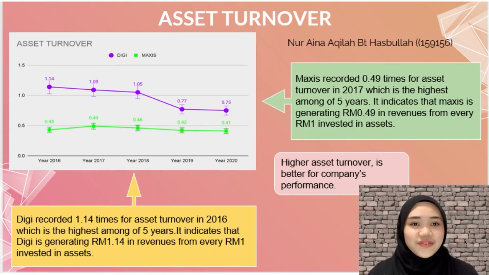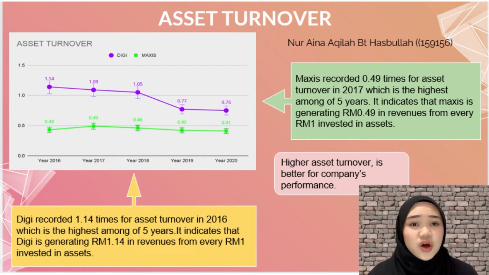Based on the graph, asset turnover for DG decreased from 2016 to 2020. DG recorded 1.14 times for asset turnover in 2016, which is the highest amount of the 5 years. It indicates that DG is generating RM1.14 in revenue from every RM1 invested in assets.